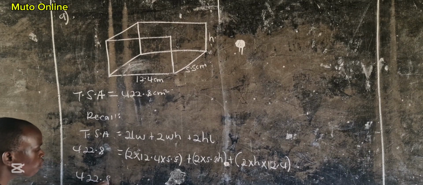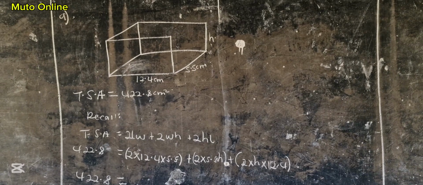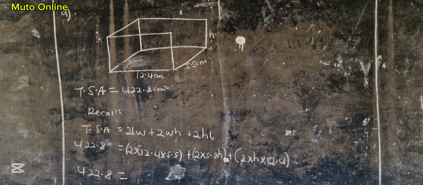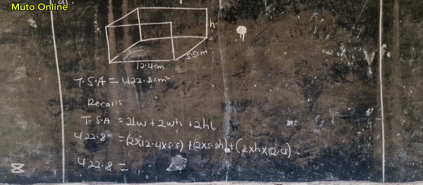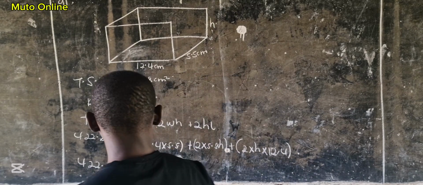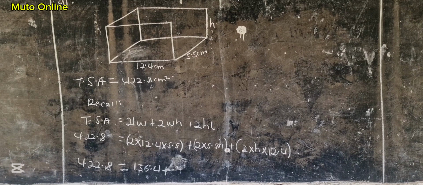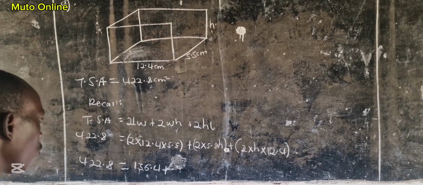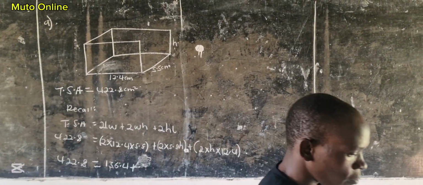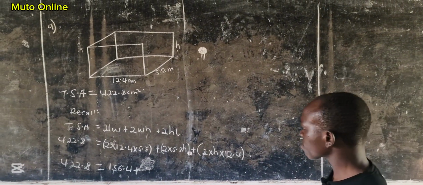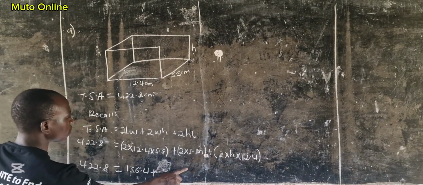This is 422.8, giving us, so we have to multiply 2 times 12.4 times 5.5, which will give us 136.4, plus we have a 2 times a 5.5, and this will give us 11. This will give us 11, but we have times h here.